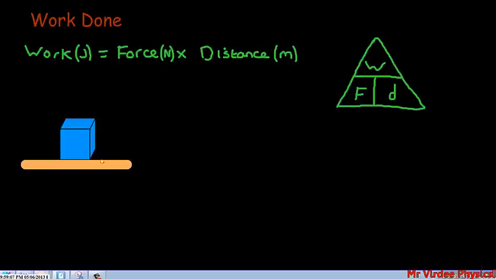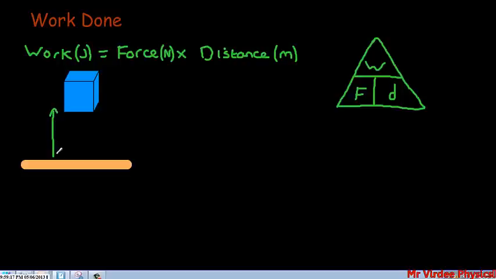So let's say we have a box here, and this box has been lifted up. This box has a vertical height or distance of 2 meters, and it has a mass of 10 kilograms. So the question could be, how much work is this box going to do if we drop it to the floor? Well, first of all, we need to work out what the force of the box falling will be.